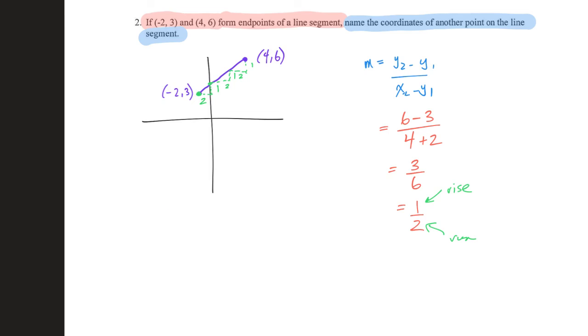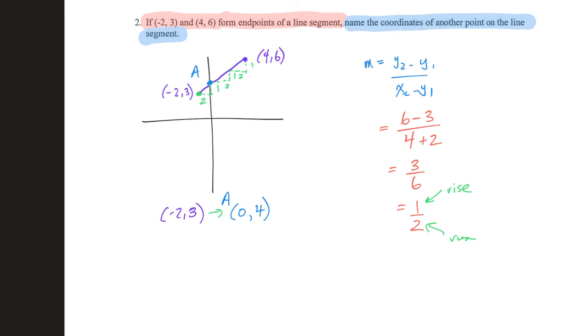So if I was starting off at the point -2, 3, and I moved according to slope, then I'm going to end up finishing at this point that I'll call A. Well, if I move to the right 2, then that gets me to an x value of 0. And if I move up 1, then that gets me to a y value of 4. And so maybe you gave me the point 0, 4 as another point on that line.